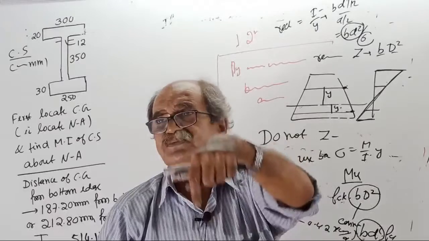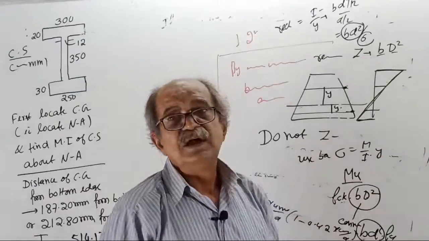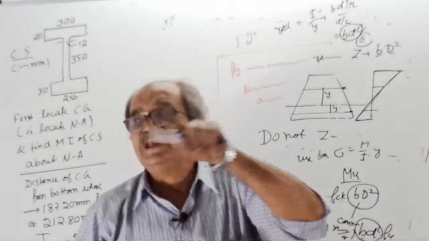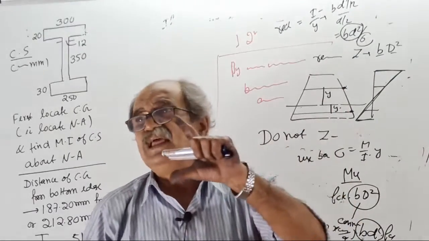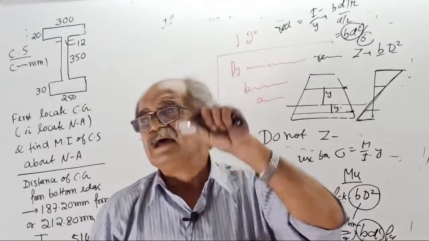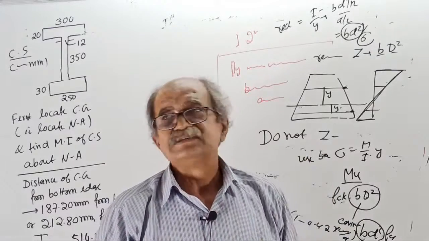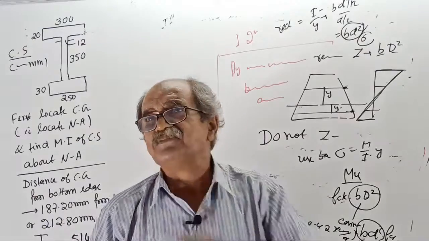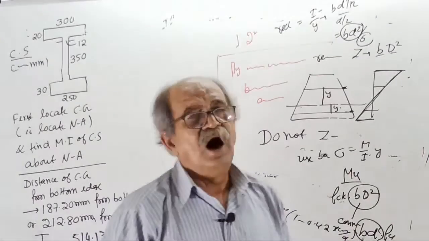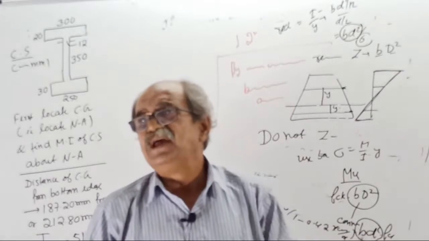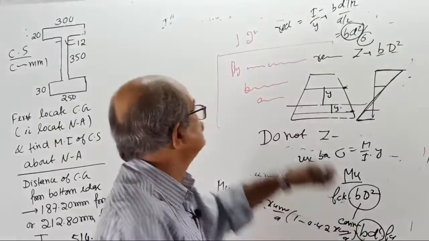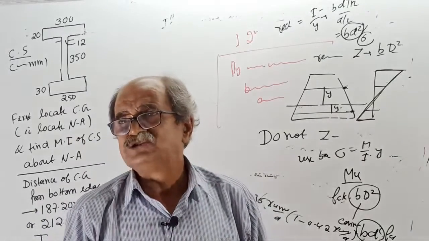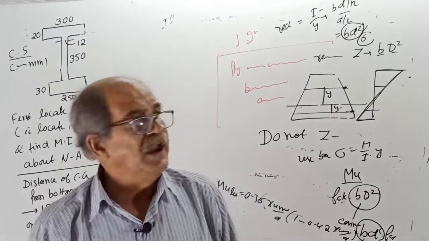Breadth into depth square. That clearly shows that if breadth increases, strength increases linearly. If depth increases, it will increase as per the square. If depth becomes double, strength becomes 4 times, not 2 times. That I will tell you later. All these concepts, make a note. Now, I talked non-stop, so not a break.